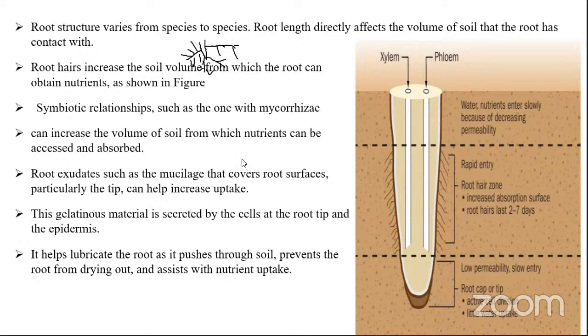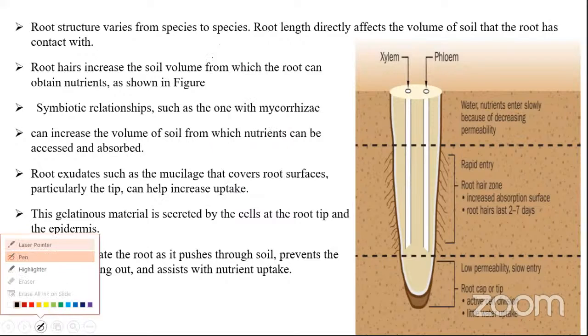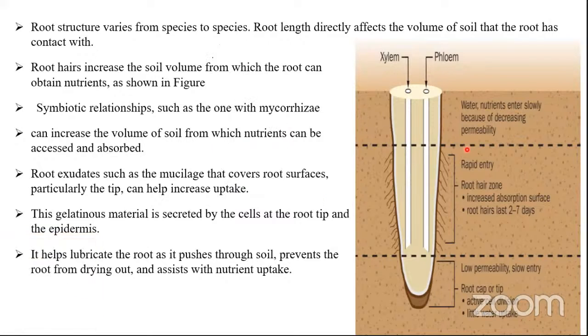Mostly, and also students, in the root, in every part it won't take. If you see in this image, students, wherever the root hairs are there, you can see a rapid entry of the nutrients. Why? Because of the increased absorption surface area. Just now I said there is more surface area. That's why root hairs last for at least 2-3, that means up to the age of 2 to 7 days.